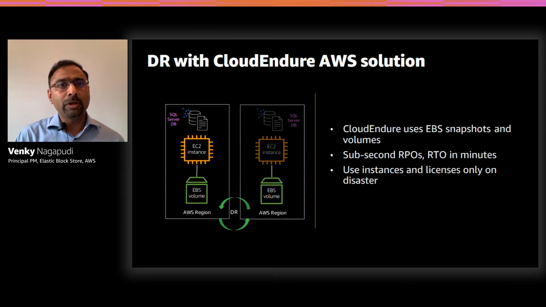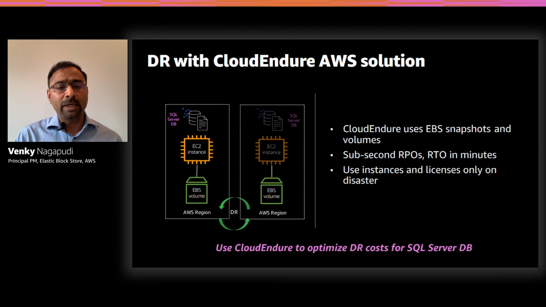There's a CloudEndure solution that AWS offers, which uses EBS snapshots and volumes underneath. So if your application is able to tolerate RPOs in the order of a few seconds or even sub-second, right? And if your RTOs can be in the order of minutes, then you can use CloudEndure successfully. The good part about CloudEndure is that you don't need to have your infrastructure up and running, and also you won't need to use the licenses unless there is a disaster. So with that, you will be able to optimize your DR cost for SQL Server databases using the CloudEndure solution.